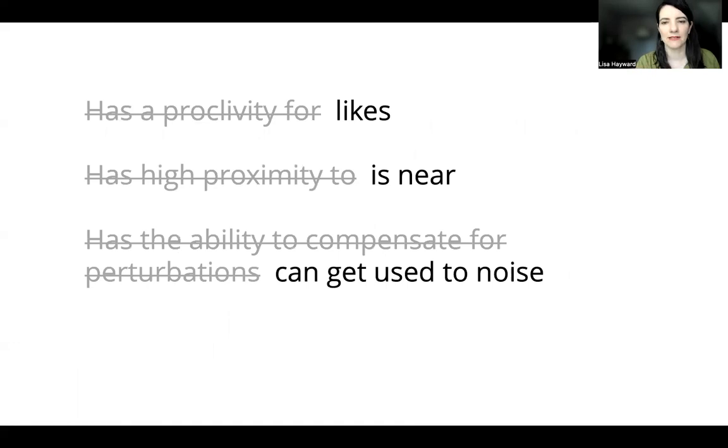These are pretty simple in one way. Has a proclivity for can become likes, is near for proximity, can't get used to noise being the perturbation in this case. In a lot of cases, that's fine. In some cases, that introduces a lot of tension. So has a proclivity for, this is something I would say about the quail that I studied in graduate school. I'd say they had a proclivity for a novel object. I can't replace that with likes because that would imply some understanding of their subjective experience that I just can't reach for.